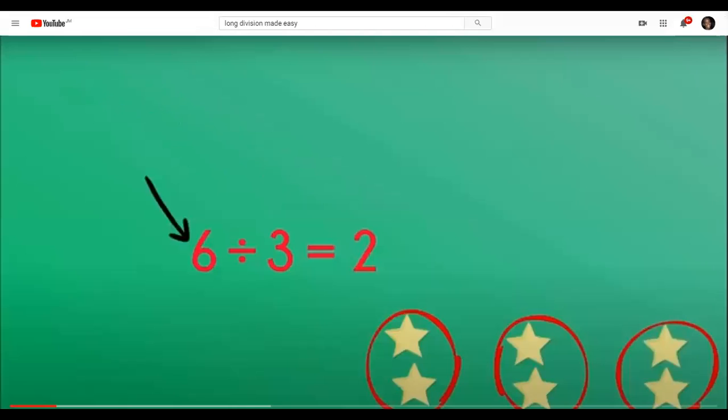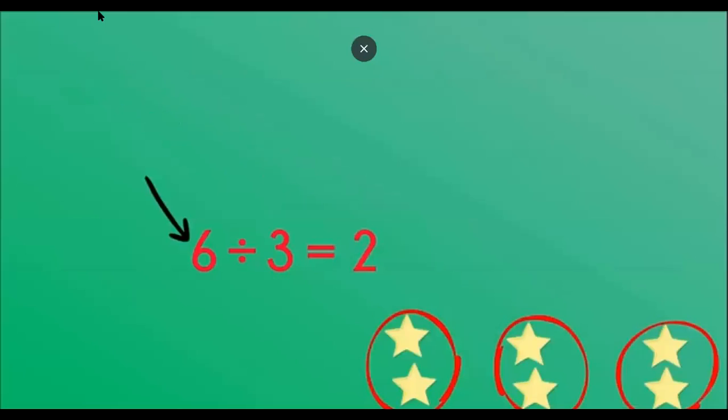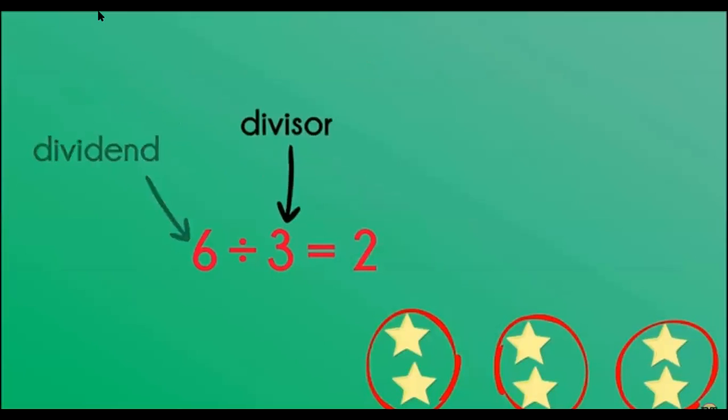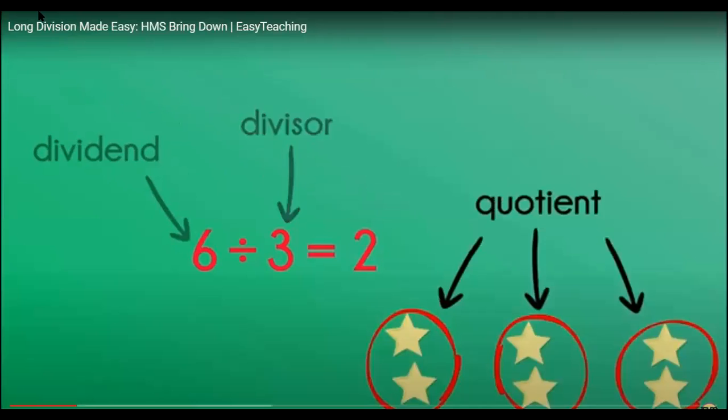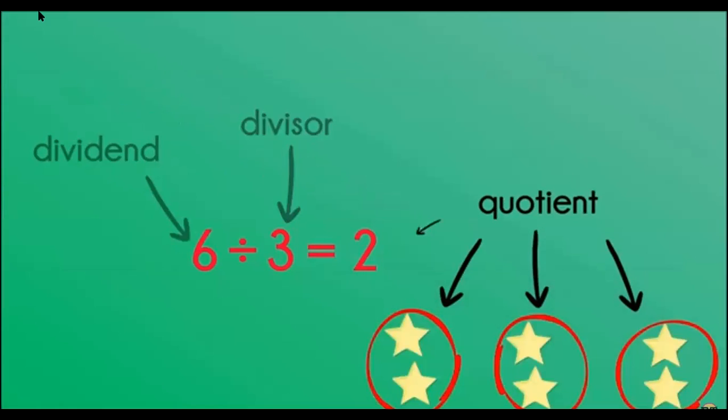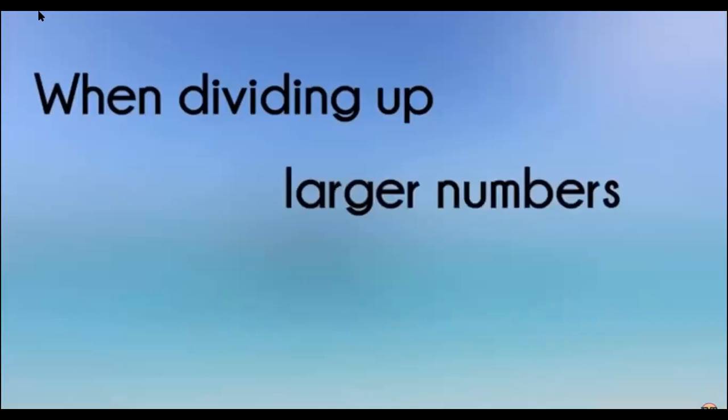The number we are dividing up is called the dividend. And here is the divisor. The divisor shows us the number of groups we're splitting the dividend up into. The quotient is the number that is in each group. In other words, it's our answer. When we want to divide up larger numbers, we can use a process called long division.